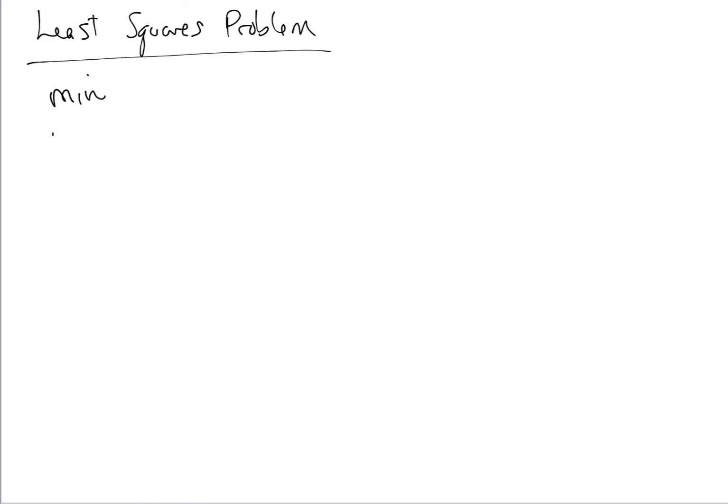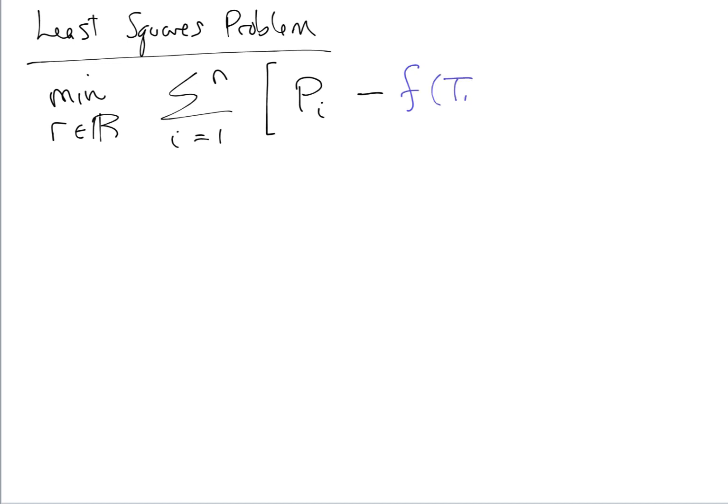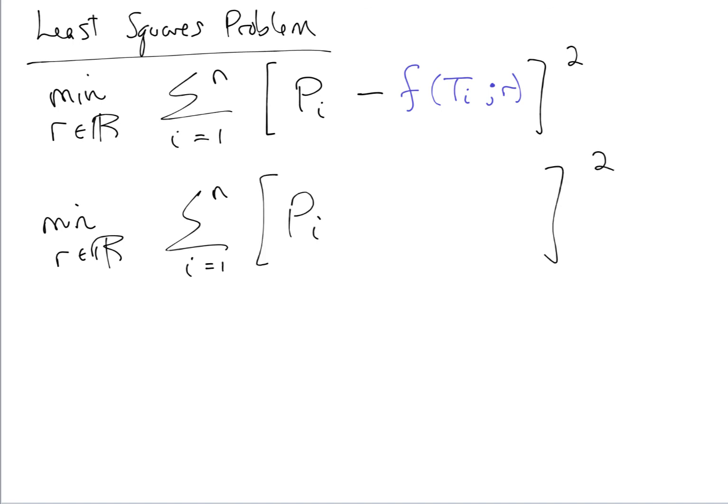So we want to minimize over all the possible values for R. We sum over all the bonds, sum i going from 1 to n, and we have our observed market price minus our function f of T i and R, squared. And of course, we know that this becomes the minimization problem over all the possible interest rates of P sub i minus, and we know our function f, 1,000 e to the minus R times T i. And we square these. And so this is our least squares problem.